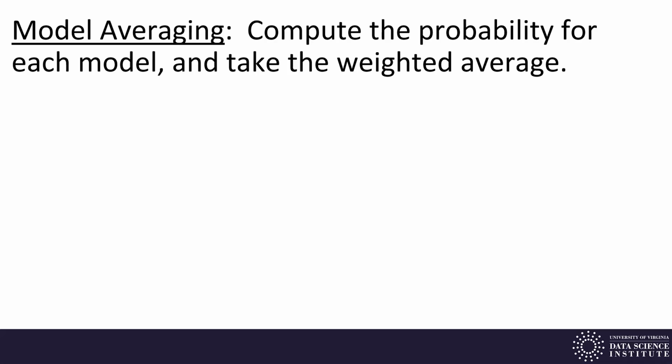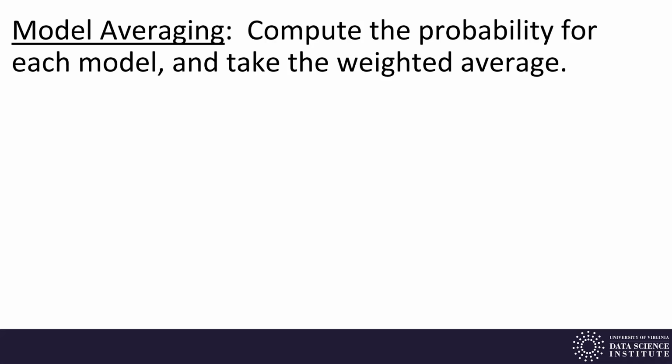Model averaging is a process where we're doing linear regression with multiple variables, and we compute the probability for each linear regression model, and then we take the weighted average. As we've talked about before, you'll often get a number of different models depending on which regressive variables you choose. And then you can use AIC or BIC or some other method to pick the best model.